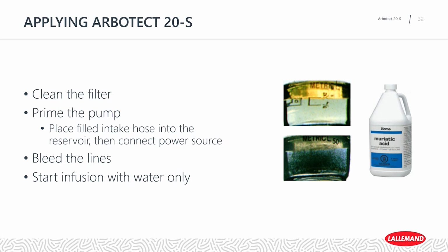Well water is also often too hard for Arbotect. And so in order to get around that, we can use a small quantity of muriatic acid, hydrochloric acid, to balance out the pH.